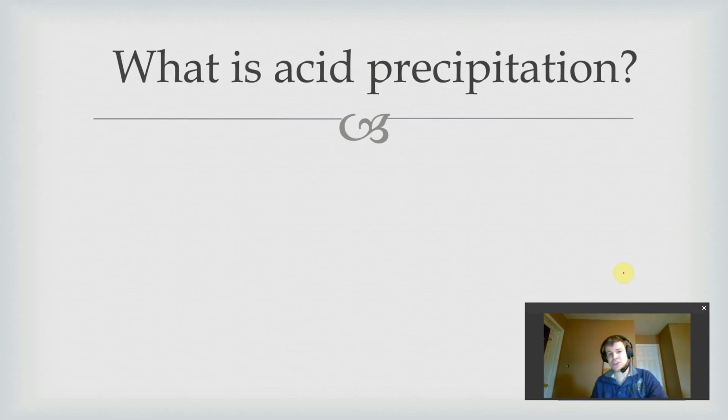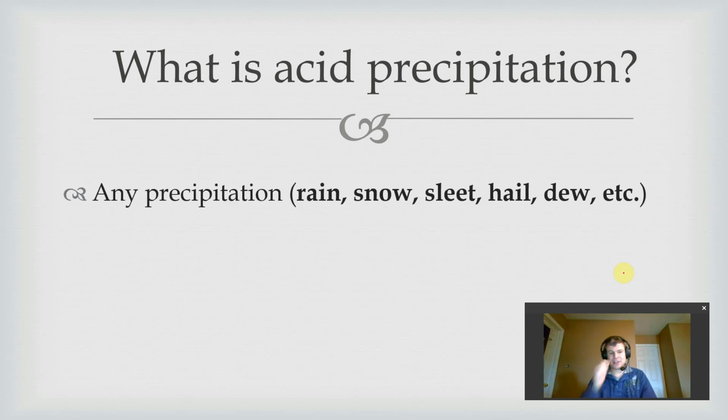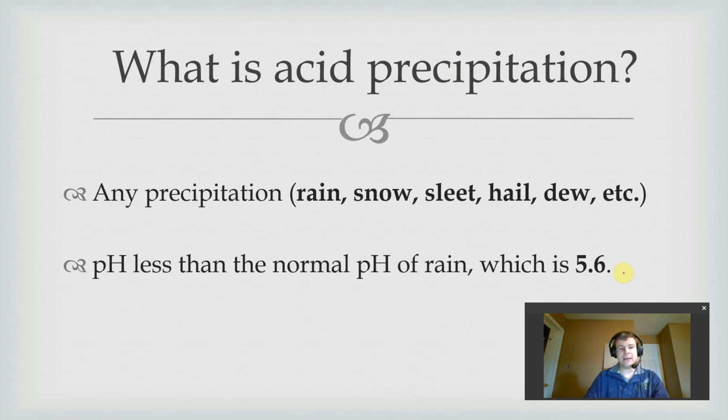So continuing our worksheet, what is acid precipitation? Well, here's the definition. Any precipitation, remember precipitation is a fancy word that we mean for any time moisture is coming down from the atmosphere down to the earth. So typically rain, snow or freezing rain, sleet, hail, dew, etc. Any precipitation in which the pH of that liquid is less than the normal pH of rain. And the normal pH of rain is 5.6.